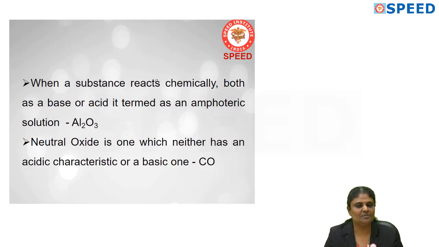When a substance reacts chemically with both bases and acids, it is termed amphoteric. Al2O3, alumina, is the best example of an amphoteric oxide. And CO is a neutral oxide, one which has neither acidic character nor basic character.